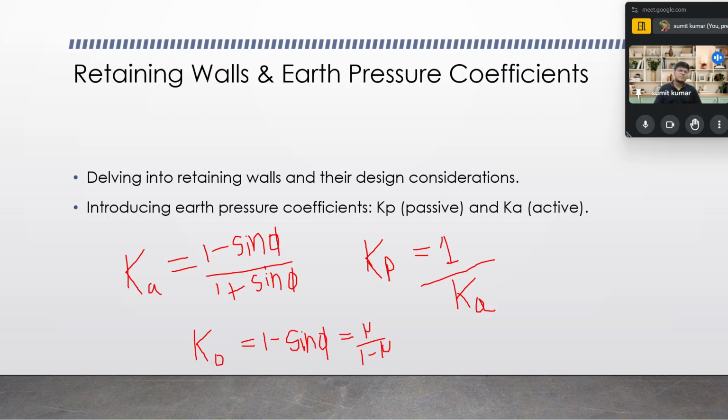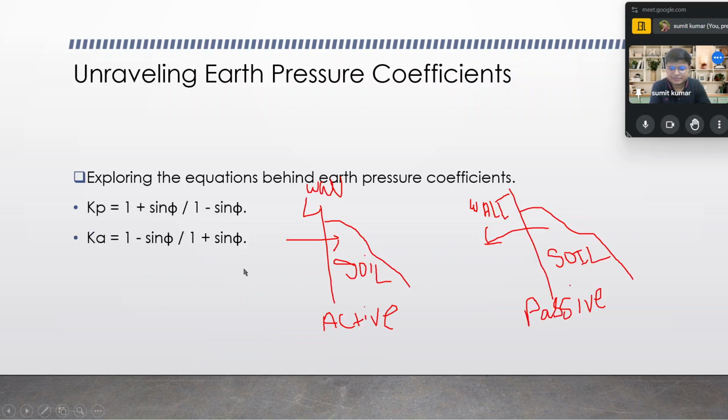Conversely, for the passive earth pressure coefficient, we say (1 plus sin phi) by (1 minus sin phi). And the earth pressure coefficient at rest is written as 1 minus sin phi, or mu by (1 minus mu), depending upon which components are known to us at the time of evaluation. So we are taking those things into account, right? Now we are talking about the earth pressure coefficient, as I have said, the active earth pressure and passive earth pressure.